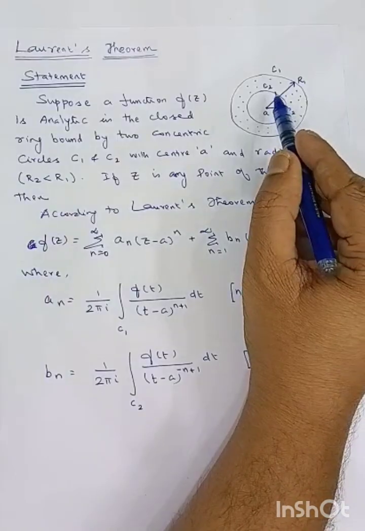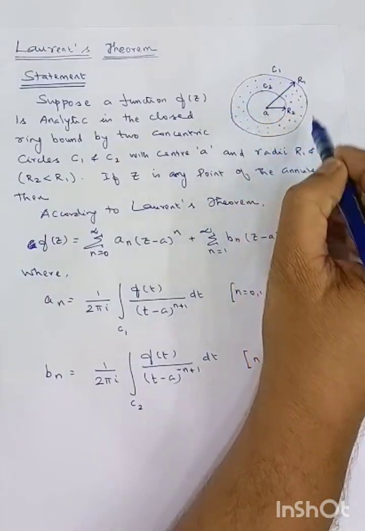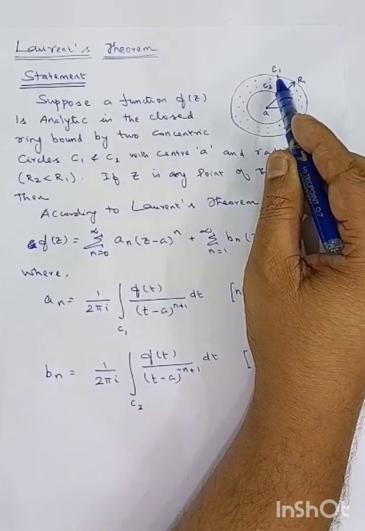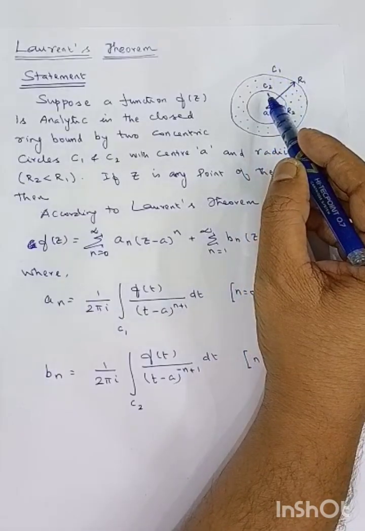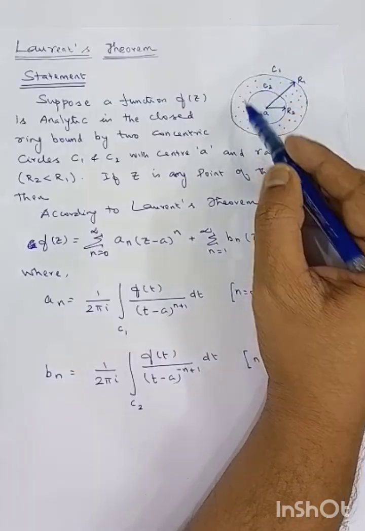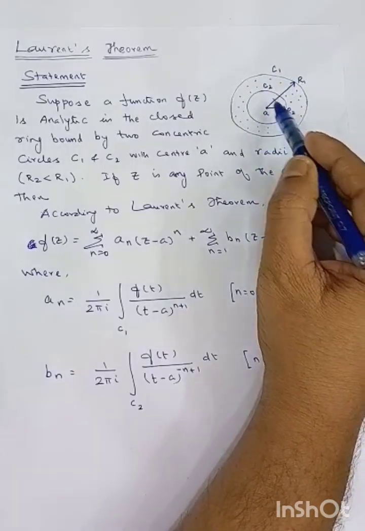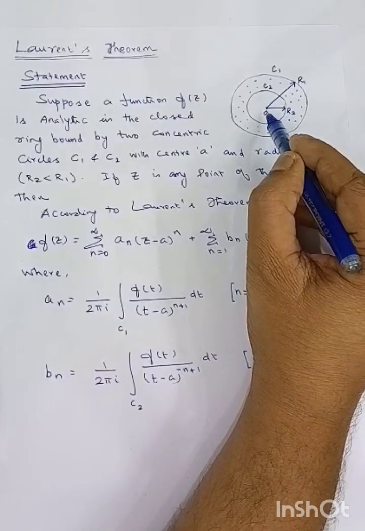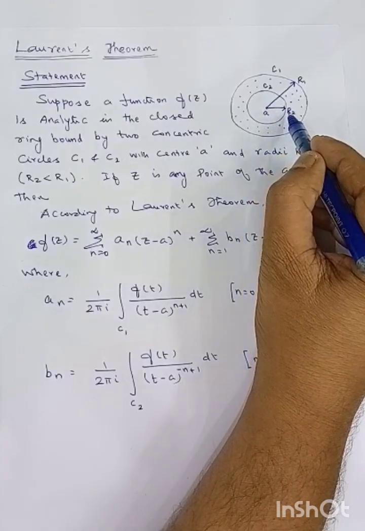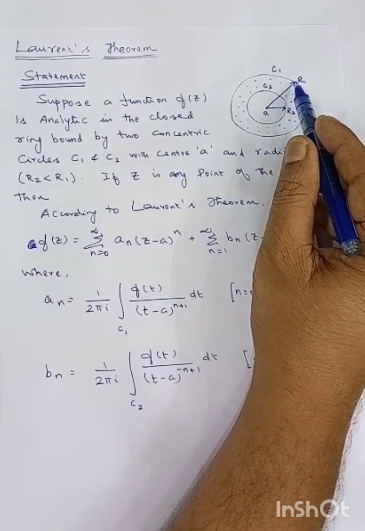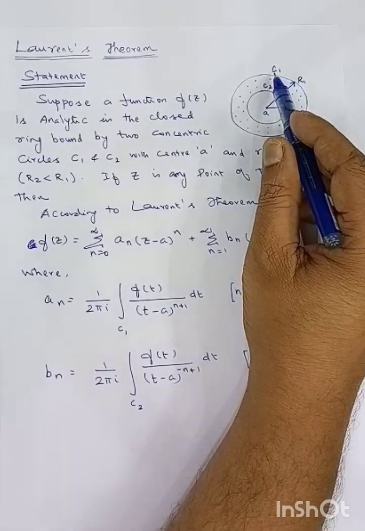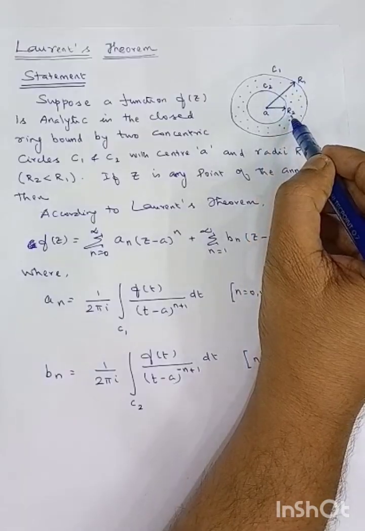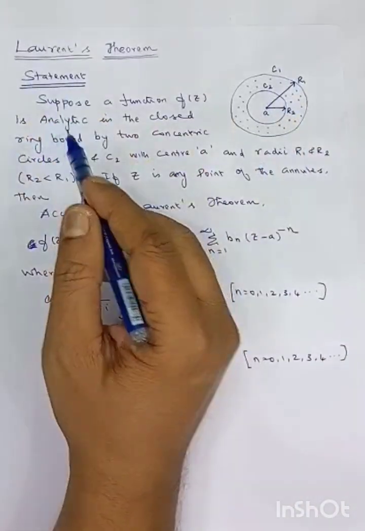That is, when there are two concentric circles, one circle is C1, another circle is C2. C1 is the big circle and C2 is inside that circle with the center A. For the smaller circle, the radius is R2. For the bigger circle, the radius is R1. That is, for C1, radius is R1, and for C2, radius is R2. Now you see the statement.